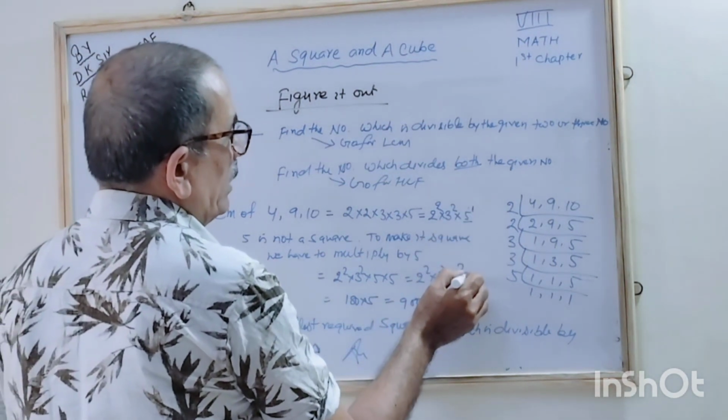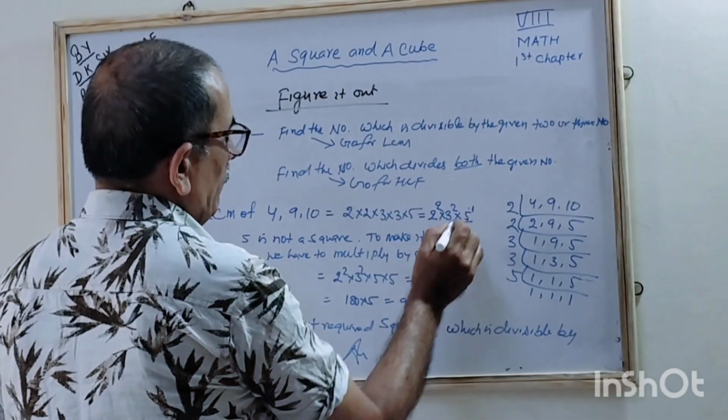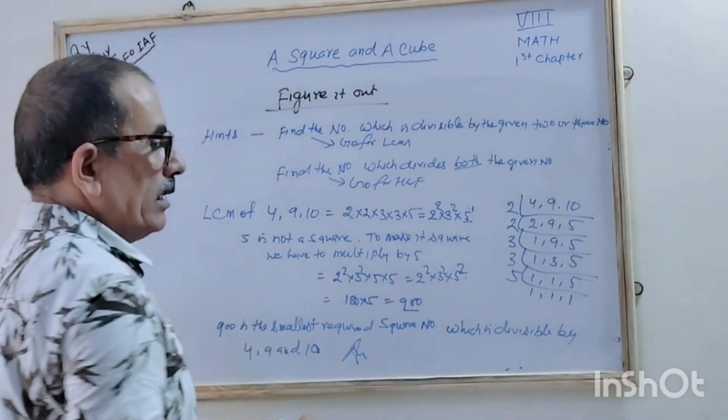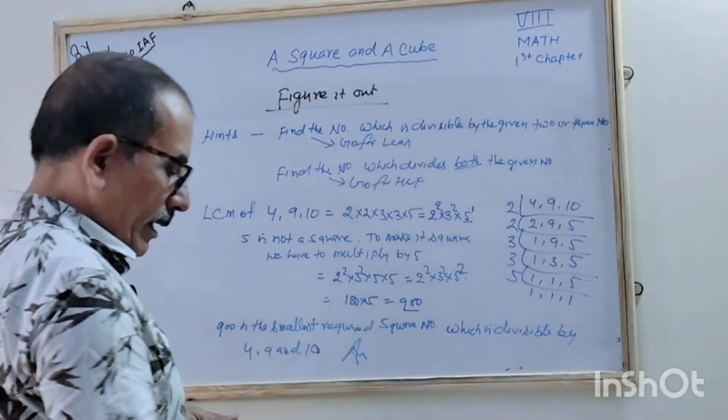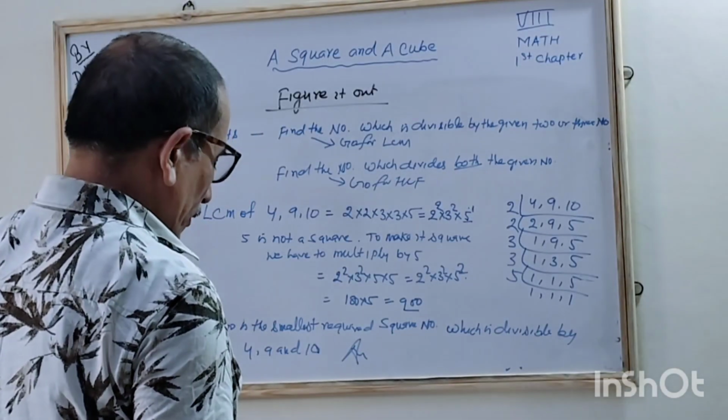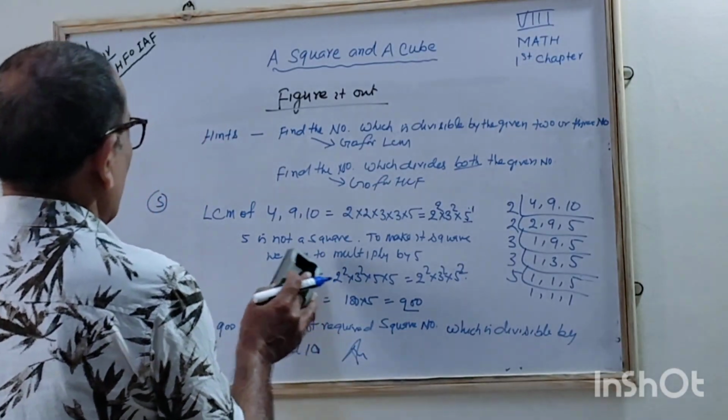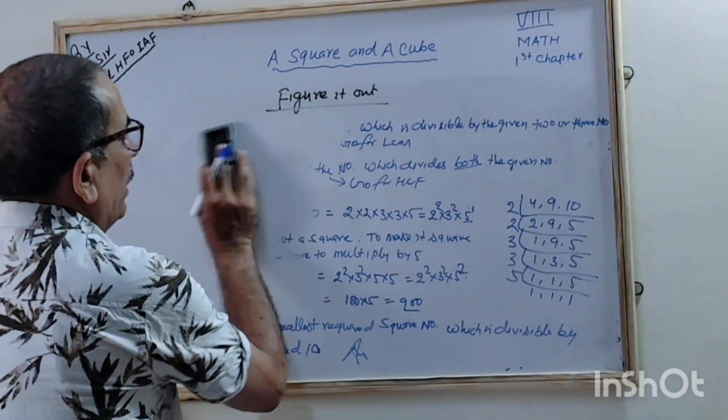So we will multiply by 5. Then it becomes 900. So 900 becomes the smallest number. That becomes your answer, correct? Which can be divided by this one, correct? This becomes the answer for the fifth, correct?